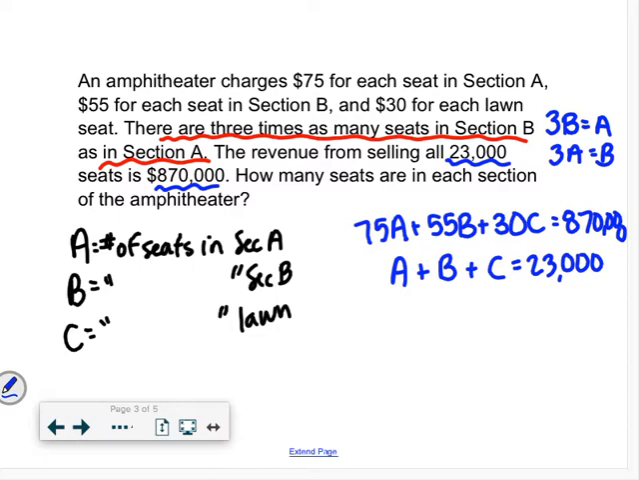There's 3 times as many seats as section B. So does your equation do that for you? Why?